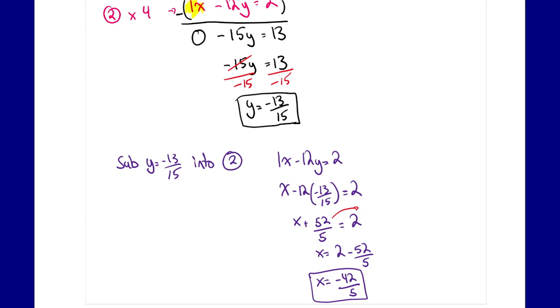So we've solved for both values, so therefore the point of intersection is negative 42 over 5 and negative 13 over 15.